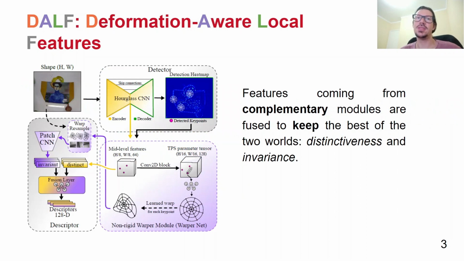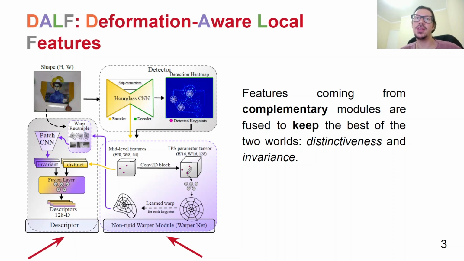Deformation awareness is achieved through the non-rigid warper module, which is a spatial transformer that accommodates for local non-rigid distortions. The fusion module consumes both distinct and invariant features and outputs a new feature embedding that has both distinctive and invariant properties. DOLF achieves state-of-the-art results on standard matching metrics and also real-world applications, even though it was only trained on synthetic warps.